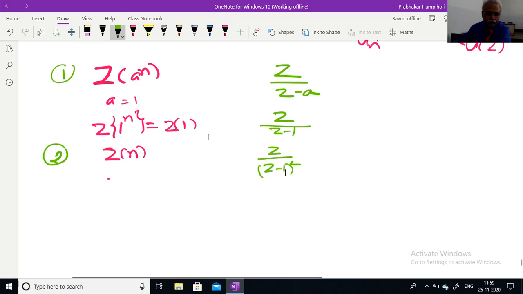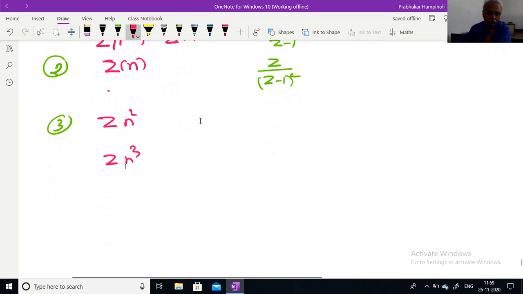Some more transformations we had. Third one, Z of n square. Fourth one, Z of n cube. Fifth one, Z of n raised to 4.